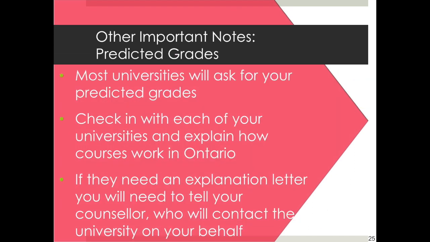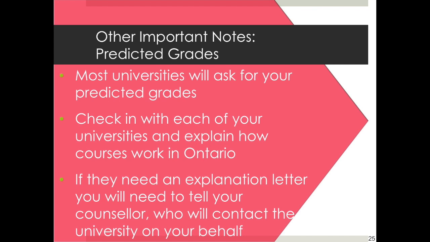Predicted grades. Most universities will ask for your predicted grades. So you're doing your application, let's say in January, and then they're going to ask your teacher, well, what will their final mark be in May? You just started the course. Your teacher has no idea what your final mark is going to be. This is a big difference in the UK and the Canadian system. It's quite difficult for teachers to make that prediction right then.